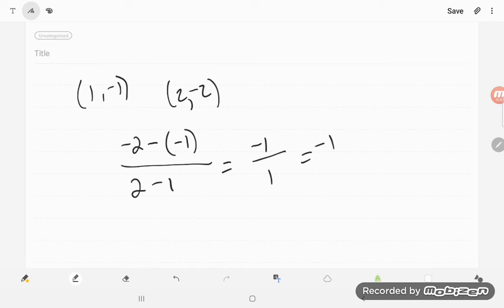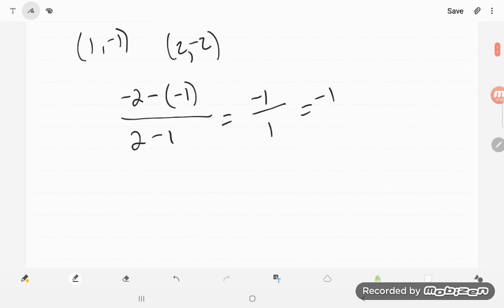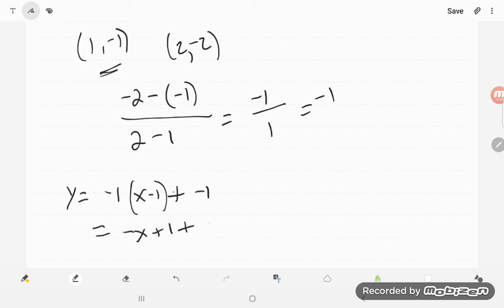And then I can use either point, but it's not the point slope form. So I actually have to, at this point, what I have is y equals minus 1 times, and if I use this first point, I have x minus 1 plus a negative 1. And so if I multiply through, this is negative x plus 1, and then plus a negative 1. That looks to be 0. So it looks like I just have a negative 1x or a negative x. So let's go try that.